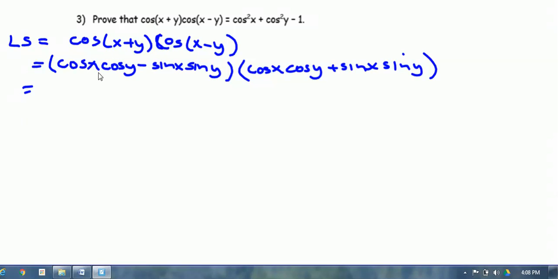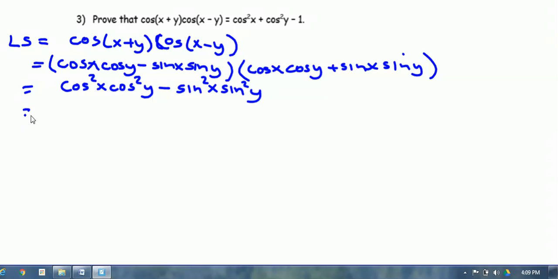But I can see that this is the same as this, and I can see that this is the same as this. And so I think what I should be doing is just writing it as cos squared x cos squared y. So the first term squared minus the second term squared. That's what it simplifies down to. The middle terms will cancel each other out.